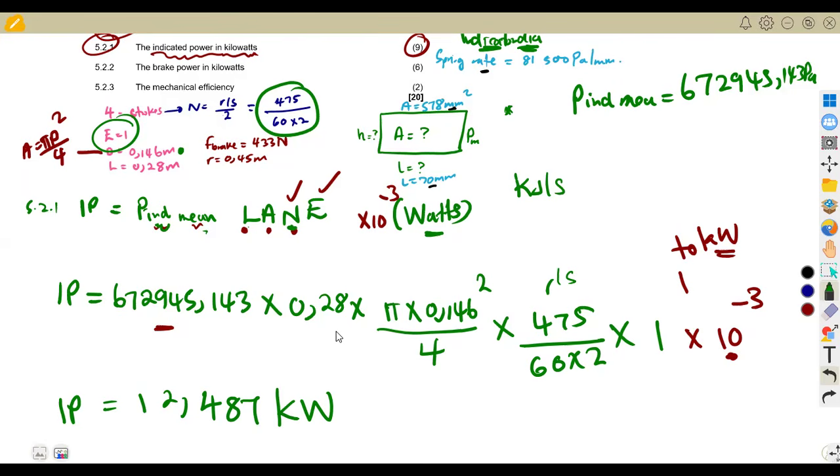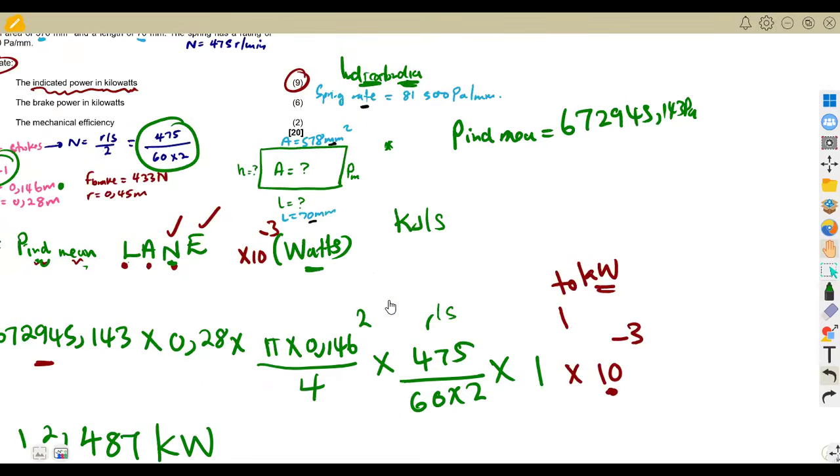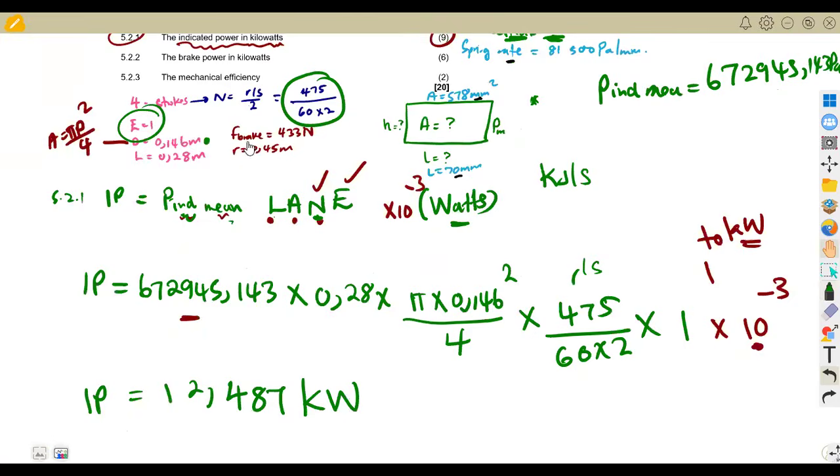So it depends on the formula that you use. If you are using the PLAN over 60 formula, know how to use it. If you are using this concept, P indicated mean, that is the indicated mean pressure times length, then you just have to know what each part represents there. All right, so that was the 9 marks for that because of how you had to calculate those. Remember, I erased those calculations.